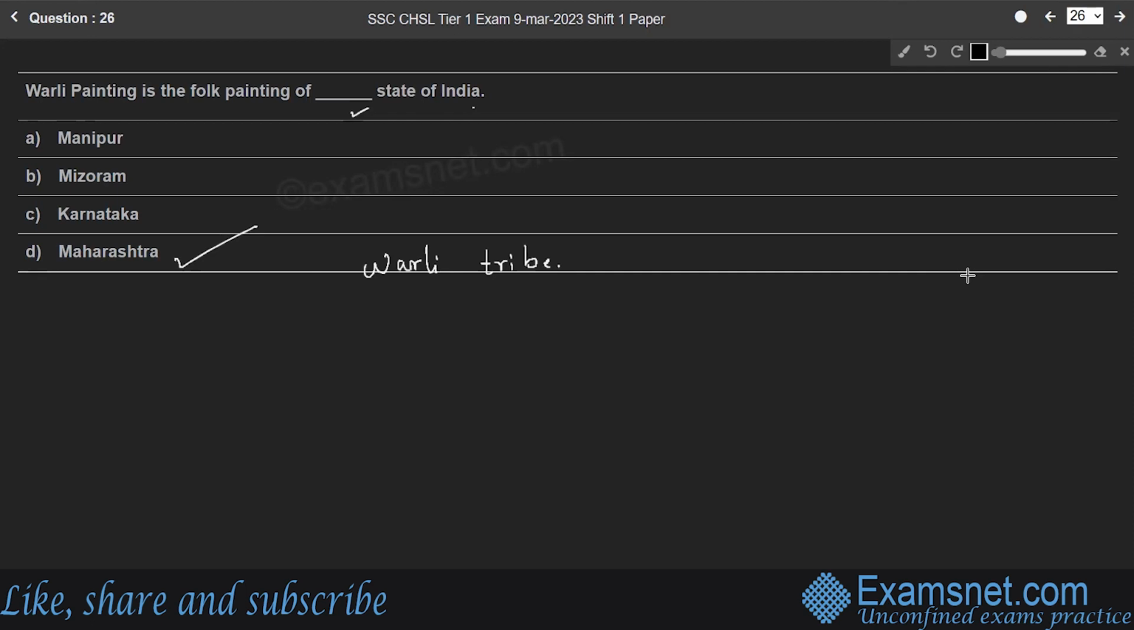The Warli culture is centered on the concept of Mother Nature. Mother Nature and elements of nature are often focal points depicted in Warli painting. Therefore, option D is the right answer.